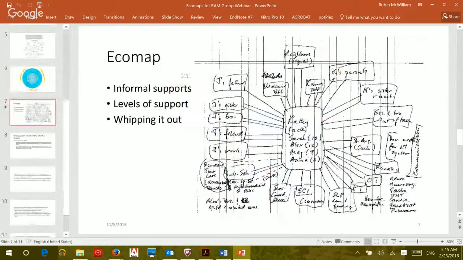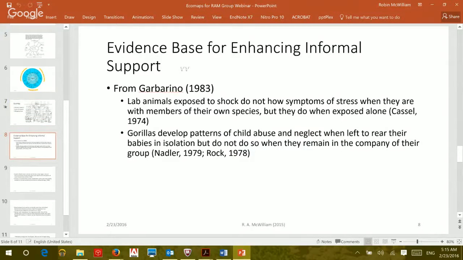This is what an Ecomap actually looks like in real life quite often. It's hand-drawn. The fat lines are parallel lines, like many of these here. Here you see some moderate lines, there you see thin lines, and there you see the dotted lines, which are for sources of stress. I do want to point out that there are various pieces of evidence for the really critical part of doing the Ecomap, which is the identification of informal supports.